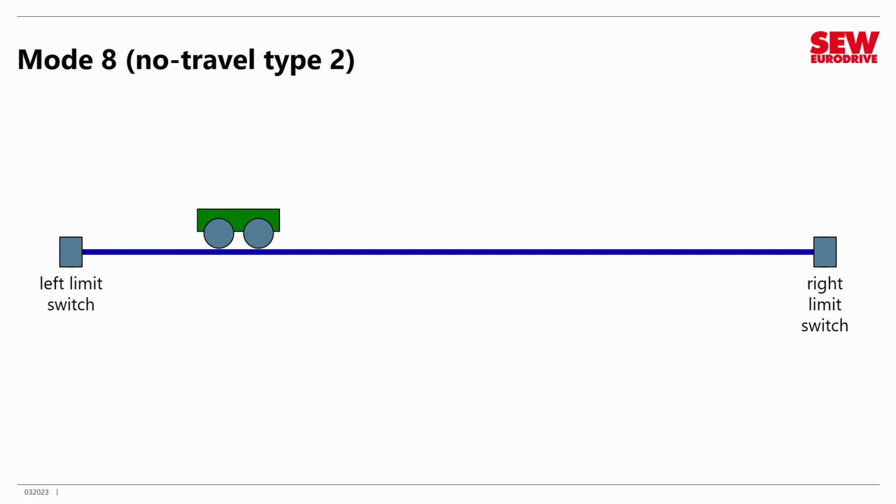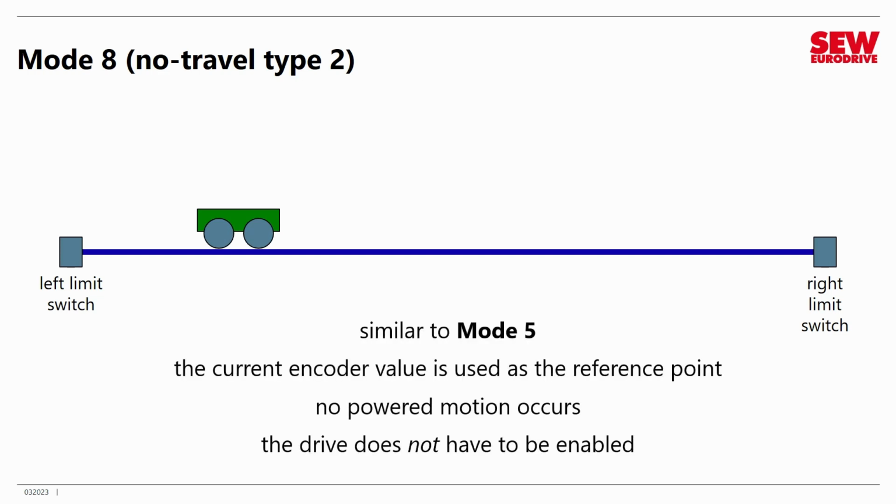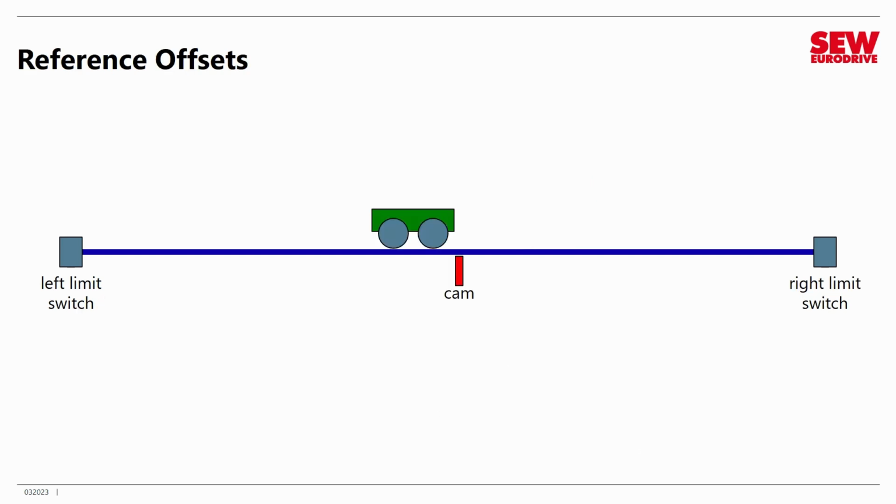It's mode 8. It's the second no travel type, so it's actually paired with mode 5, and it works almost the same way. But the difference is it does use the current encoder value as the reference point. Again, no powered motion occurs, but the drive does not have to be enabled. This is often handy because if the drive isn't enabled, you can usually just manually slide the mechanism around to the position you want and then trigger it. So what people often do is they manually move it around. And as soon as they get it at 0, they trigger referencing and they say, okay, there you go, you're referenced now. So modes 5 and 8 are very similar. So they form a pair. And that is it. That's all our referencing modes.